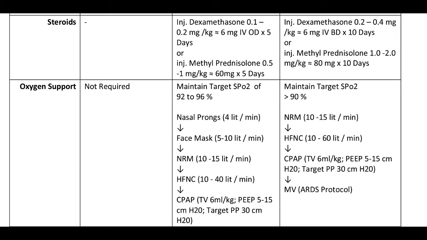Next, coming to oxygen support, mild disease patients do not require oxygen support. Moderate and severe patients need oxygen support. In moderate disease, the patient has to maintain a saturation of 92 to 96%. It is given through various modes. First, nasal prongs, then face mask, and if the patient is not maintaining saturation, finally CPAP is started. And in severe disease, oxygen is given to maintain a target SpO2 of more than 90%.